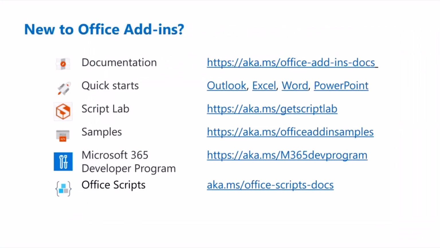Right, so that's all for the Q&A section today. If you are new to Office add-ins, you can check out these useful links to see the resources we provide, including our documentation and the quick starts for Outlook, Excel, Word, and PowerPoint, and also Script Lab. You can install the Script Lab add-in to try all our APIs and see our samples through this link. You can also join our developer program to see if there are any offerings there, and you can check out Office Scripts through this link.